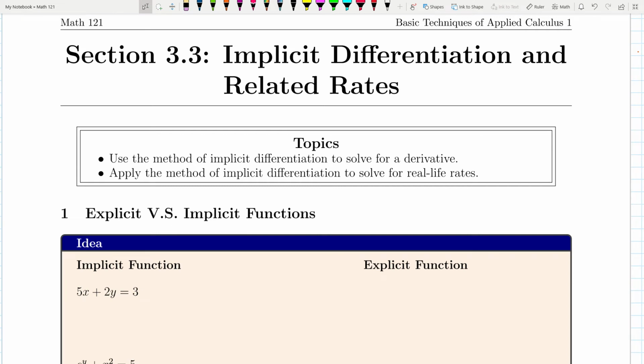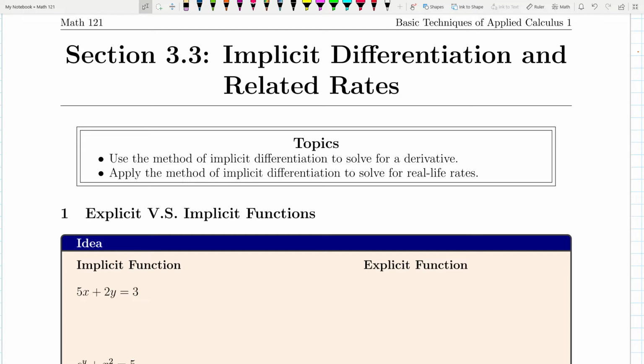Alright, so in this video we go over section 3.3, implicit differentiation and applications to word problems, which are called related rates. First we're going to look at the method of implicit differentiation in order to find the derivative of an implicit function, and then we're going to do the applications.